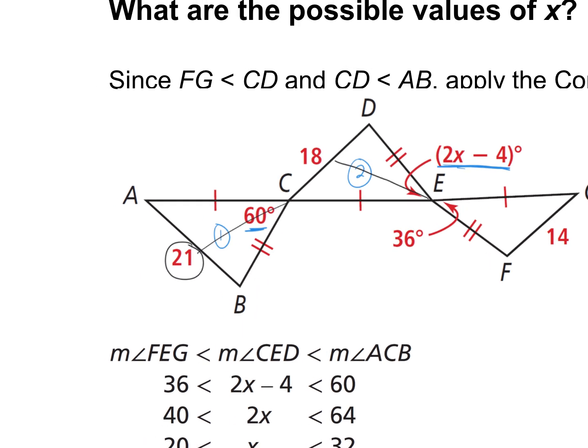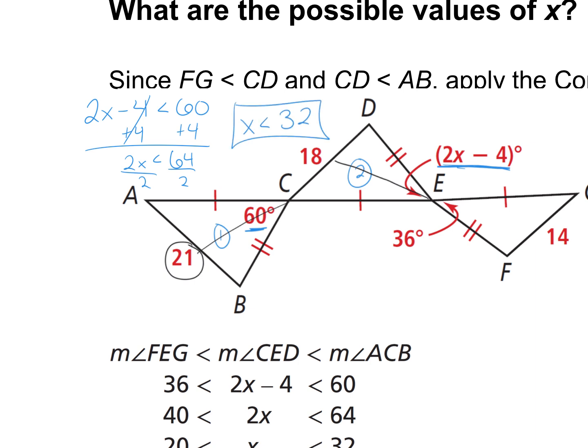Okay, so I'm always going to start with the algebra. 2x minus 4, is that less than or greater than 60? Less than. It's less than 60. So again, how do I solve this here? Add 4. So we have 2x is less than 64. Divide by 2, x is less than 32.